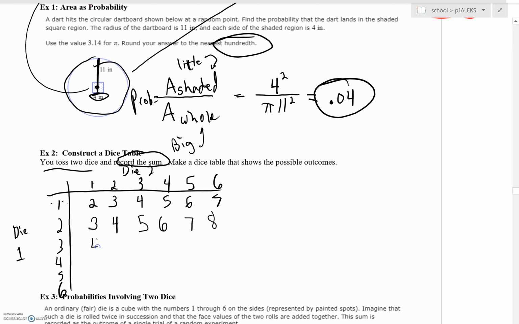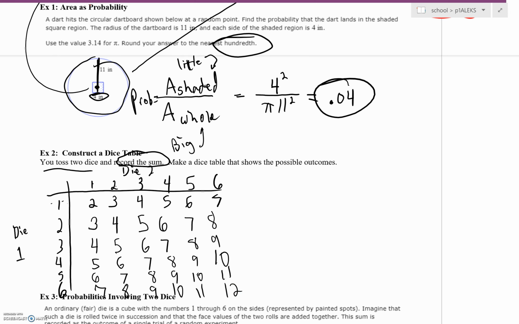3 and 1 is a 4 here, and then we'd have a 5, 6, 7, 8, and a 9. 4 and 1 is a 5, and then we'd have a 6, 7, 8, 9, 10. 5 and 1 is a 6, then we'd have a 7, 8, 9, 10, and an 11. Finally, 6 and 1 is 7, then we'd have an 8, 9, 10, 11, 12.